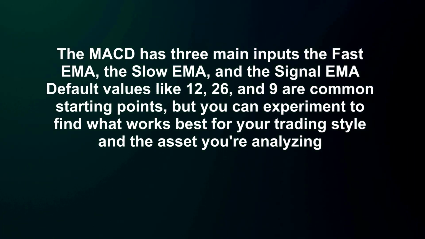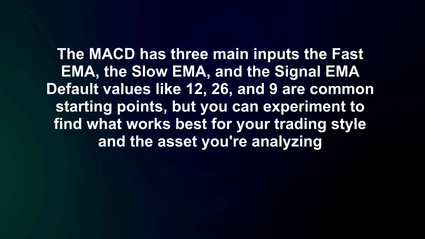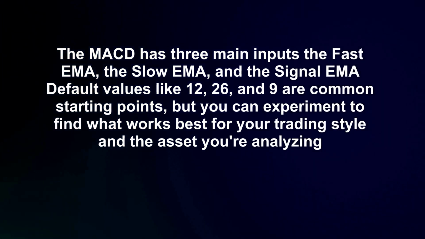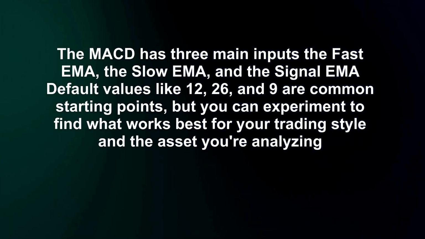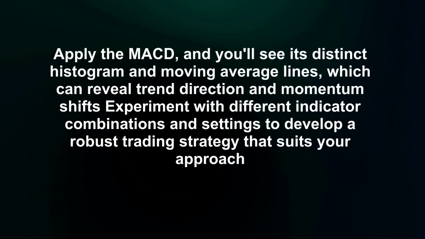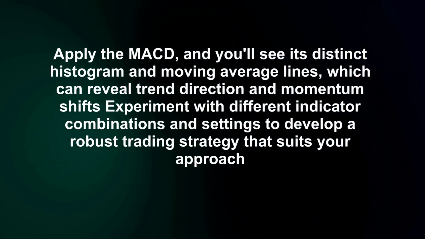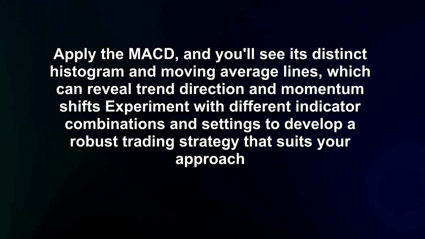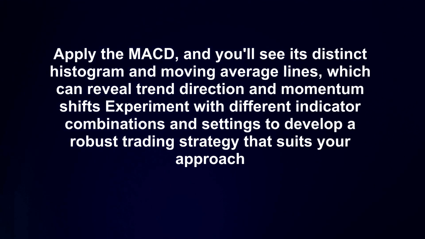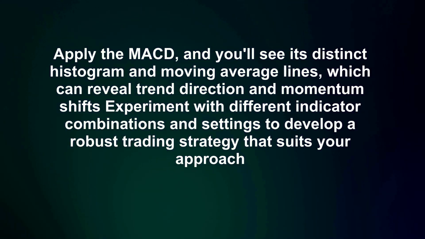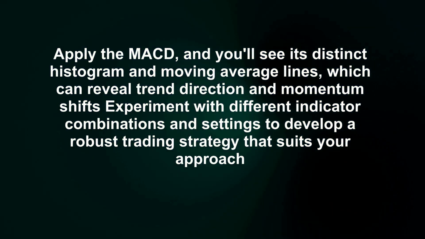Default values like 12, 26, and 9 are common starting points, but you can experiment to find what works best for your trading style and the asset you're analyzing. Apply the MACD, and you'll see its distinct histogram and moving average lines, which can reveal trend direction and momentum shifts. Experiment with different indicator combinations and settings to develop a robust trading strategy that suits your approach.